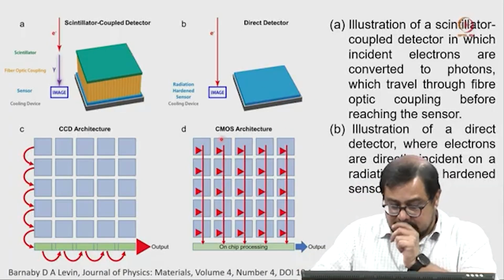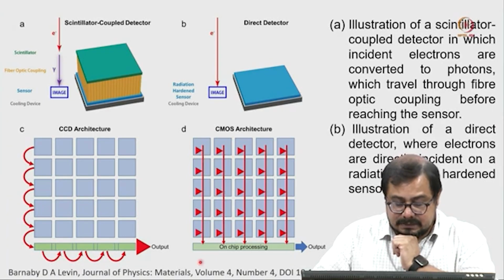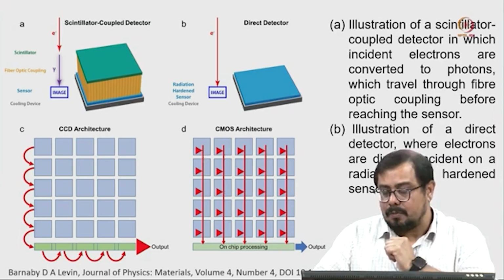So, this is the CMOS architecture. When the electron comes, the signal does not need to travel; it is just transferred to the on-chip processing, and we get the output image.